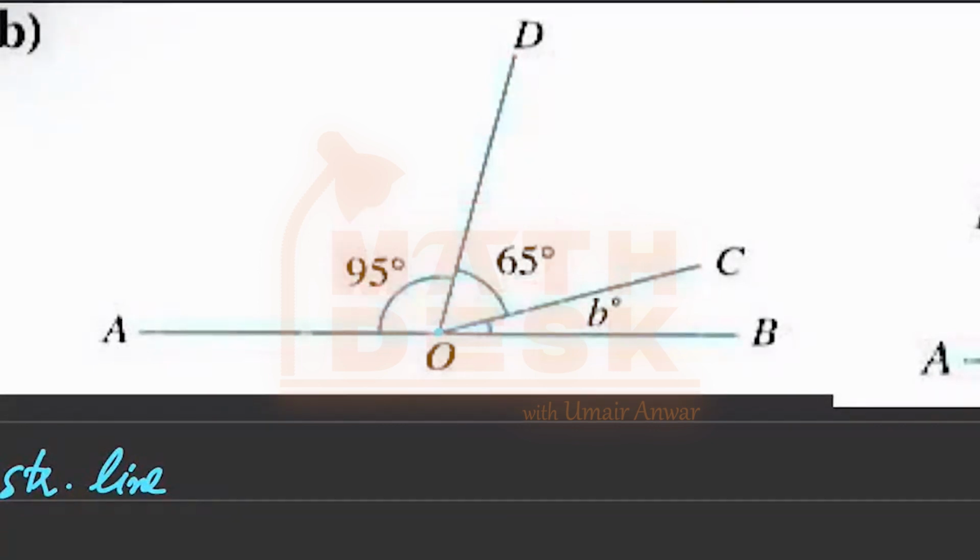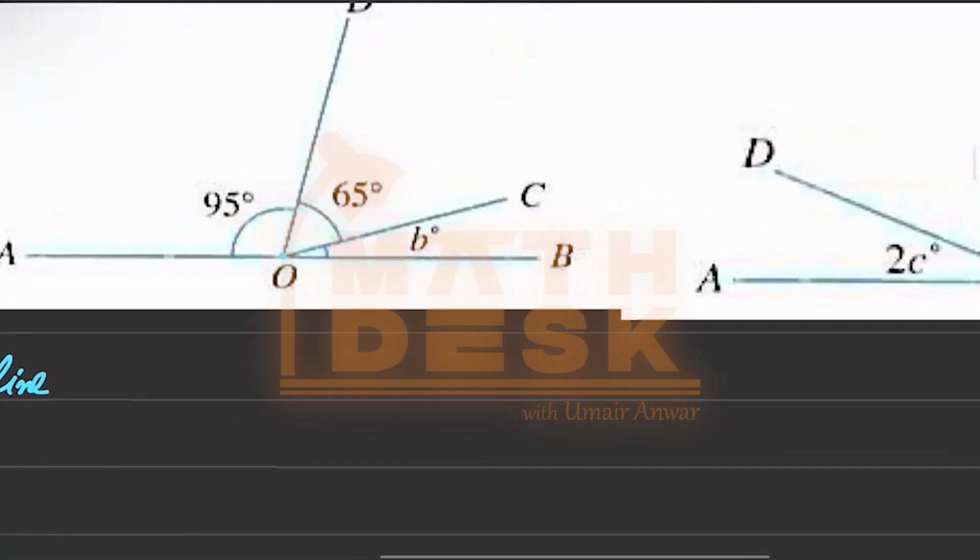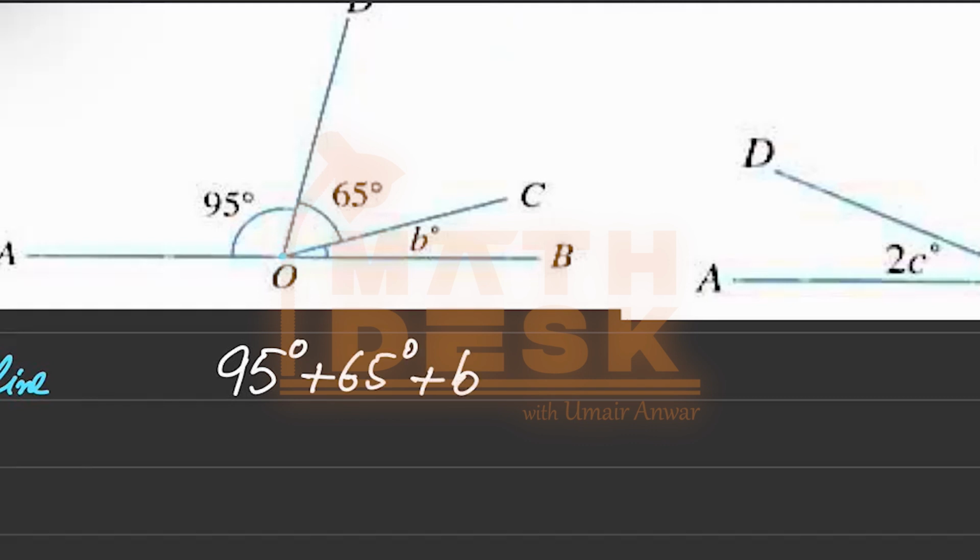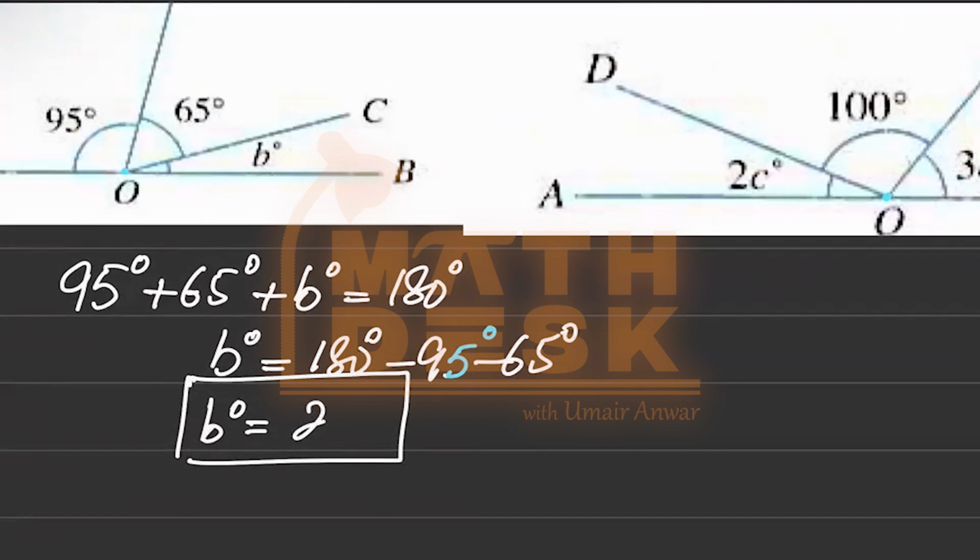Now, if we look at the three angles as a whole, then their sum must be equal to 180 degrees because they are being formed on a straight line. All of these are adjacent angles on a straight line. So to find the value of B, we move both the angles to the other side and subtract them from 180. The answer that we get for B will be 20 degrees.